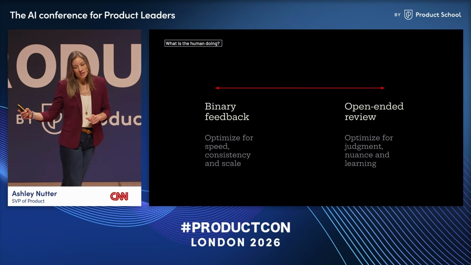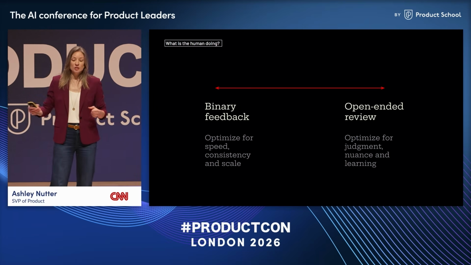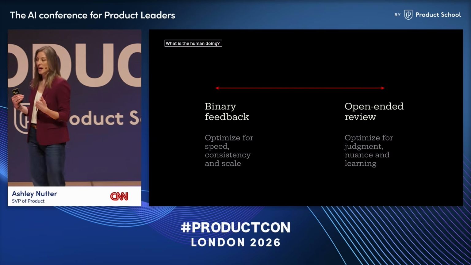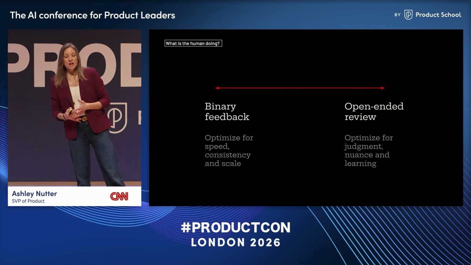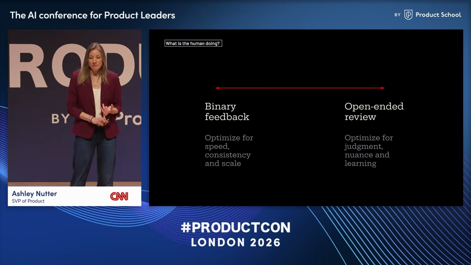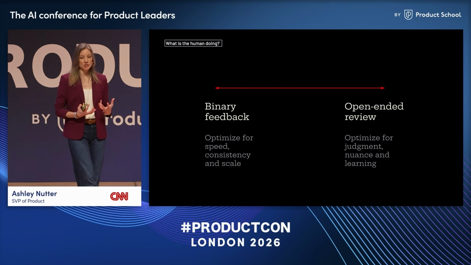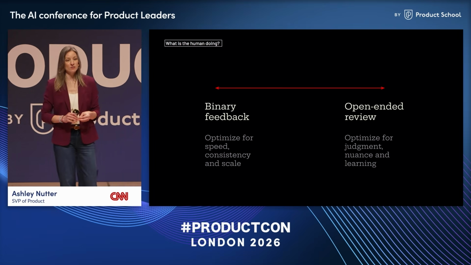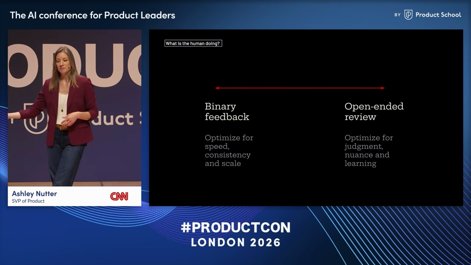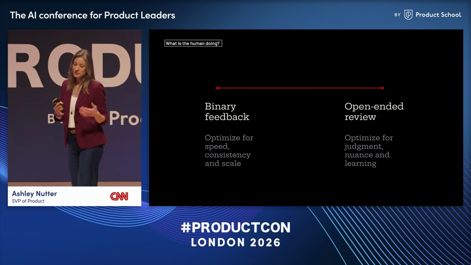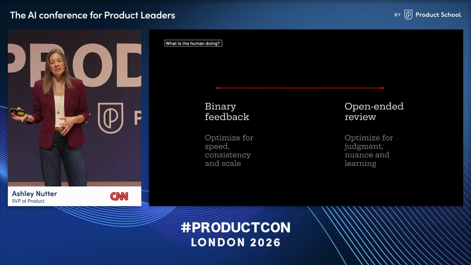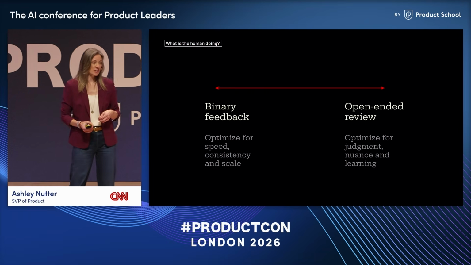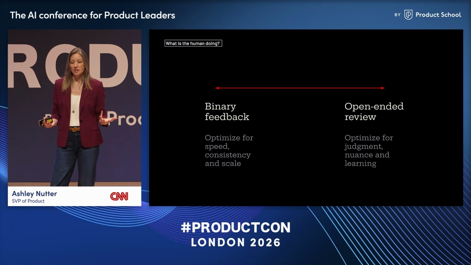Open-ended review, on the other hand, can look very different. It could be comments, it could be edits, it could be full rationales or explanations. This gives your agent a lot more information, so it captures the judgment, and it's going to be best for improving the agent over time. The downside, though, is it's much more expensive, so it doesn't scale as well, and it's harder to standardize because, again, different people are going to have different input.